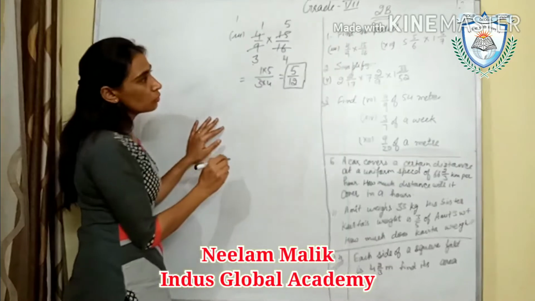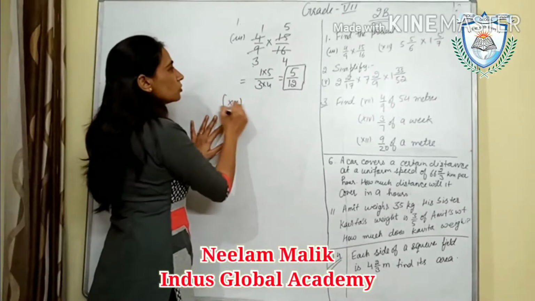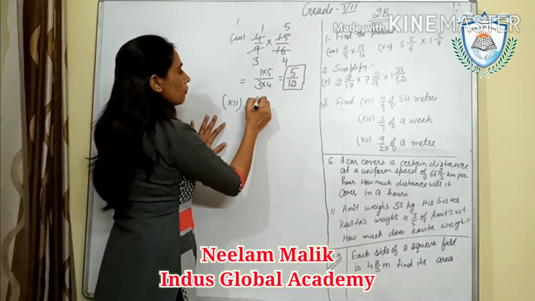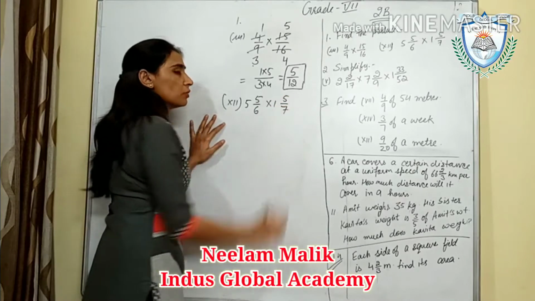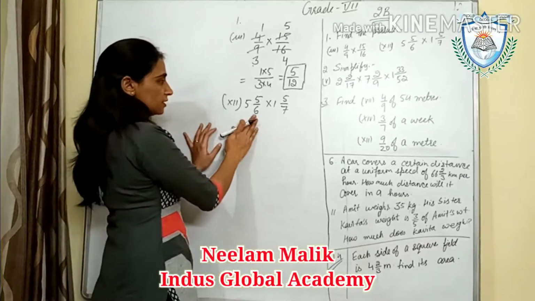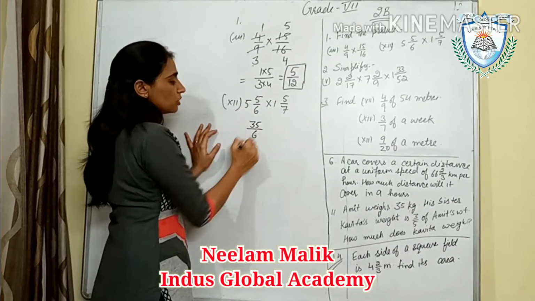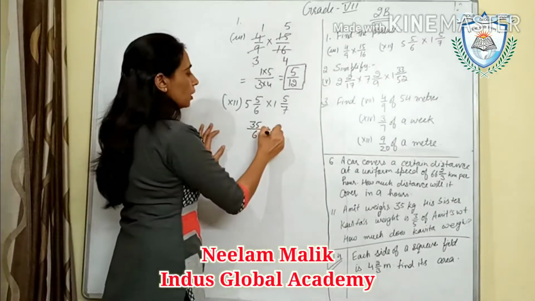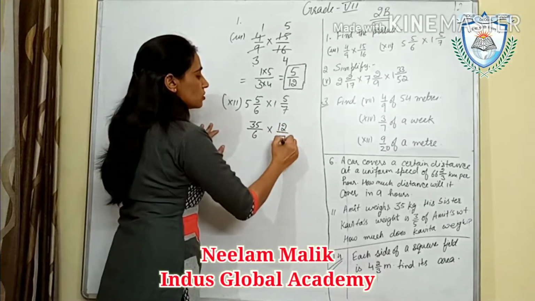Okay, now that is your 12th part. That is 5 whole 5 upon 6 into 1 whole 5 upon 7. First we will convert this into improper fractions. 6 5s are 30 plus 5, 35. So it will be 35 upon 6 into 7 1s are 7 plus 5, 12 upon 7.